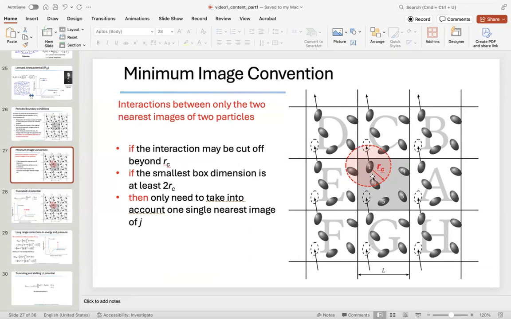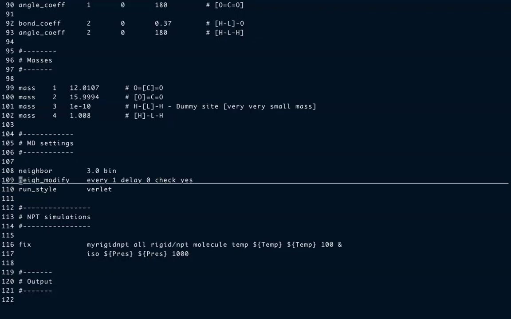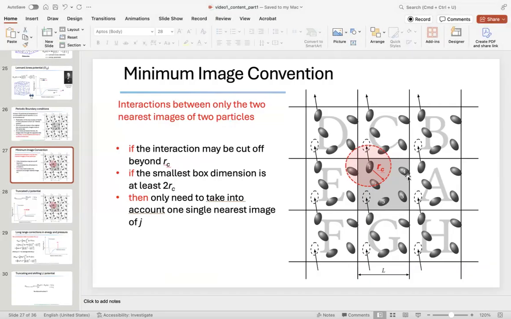And thus you need to have some kind of a neighbor list for each of these particles. And that's the specification for the neighbor list here. So you specify what should be the size of the neighbor list. Your LAMMPS simulation already has a pre-built neighbor list, which is within the interaction cutoff.